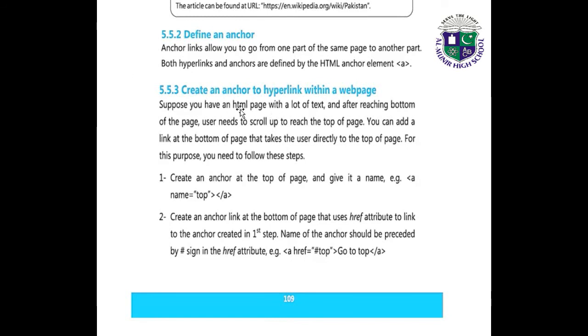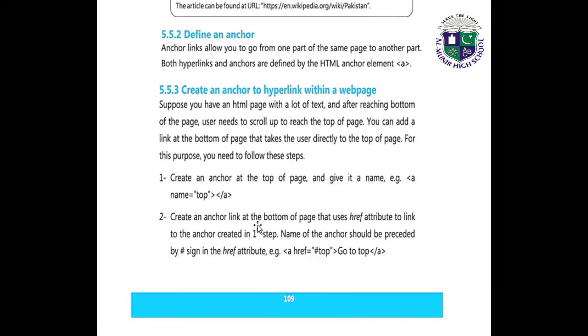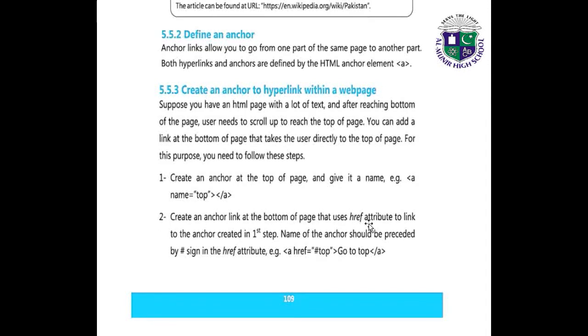Suppose you have an HTML page with a lot of text, and after reaching the bottom of the page, the user needs to scroll up to reach the top of the page. You can add a link at the bottom of the page that takes the user directly to the top of the page. For this purpose, you need to follow these steps. Create an anchor at the top of the page and give it a name. Create an anchor link at the bottom of the page that uses the href attribute to link to the anchor created in the first step.